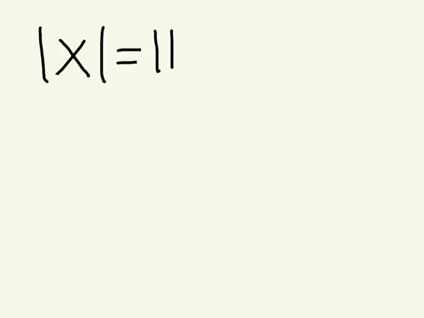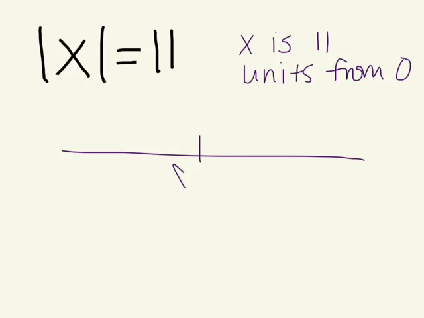Remember, absolute value means the distance from 0. So this means x is 11 units from 0. The two places that are 11 units from 0 are 11 and negative 11. So that means that x can equal positive or negative 11.